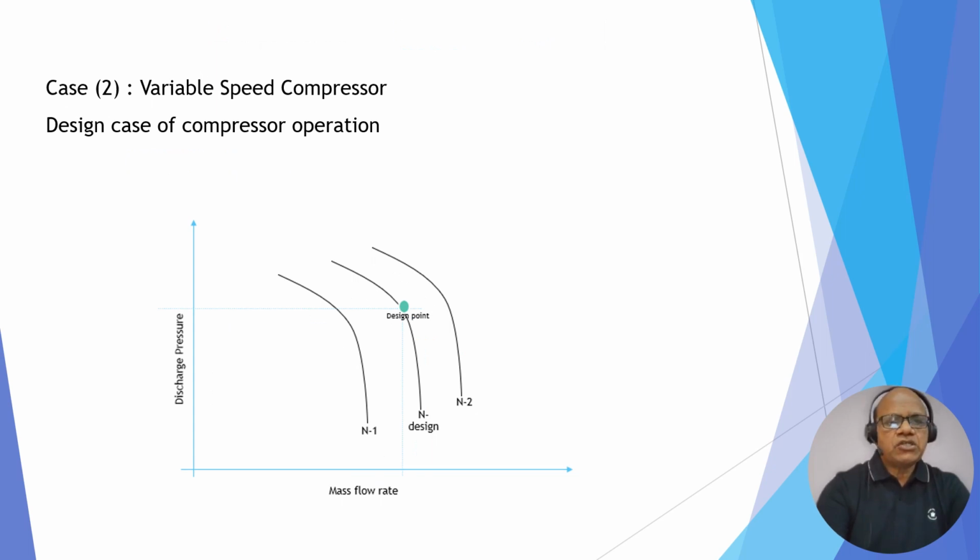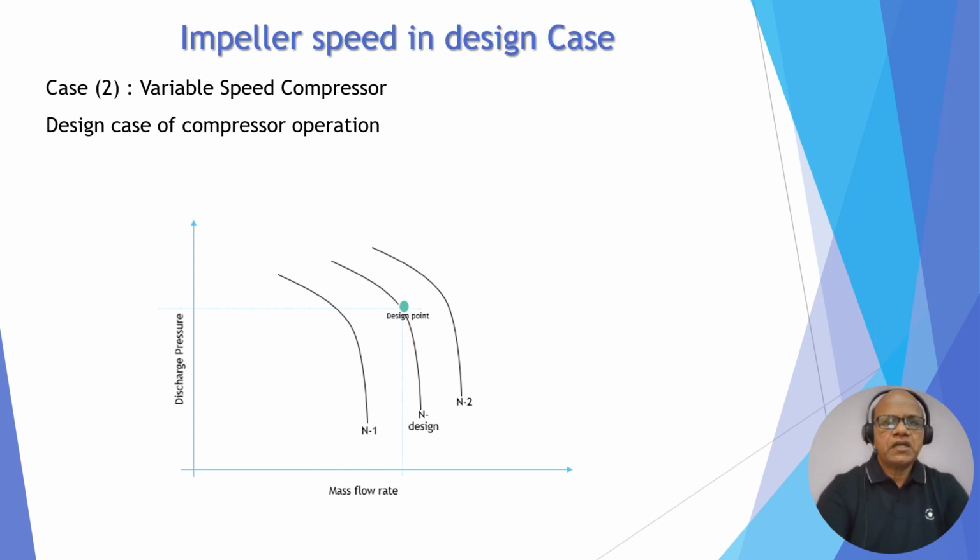Let us take the case of variable speed machine. Let us say this is the design point. N1, N design, N2 are three speed curves, and N design is the design curve where it is operating. X-axis is flow and y-axis is pressure. So this much flow and this much pressure is generated at the design condition.